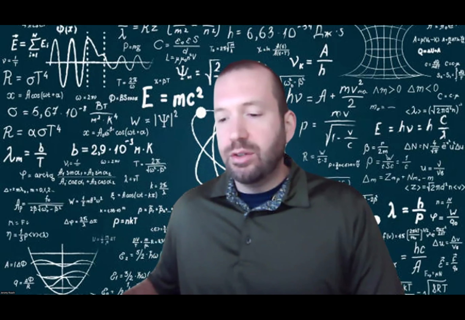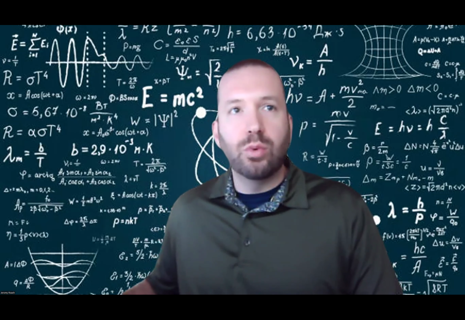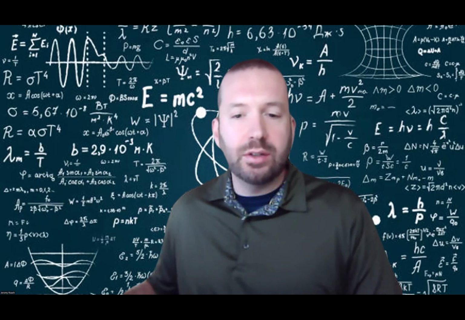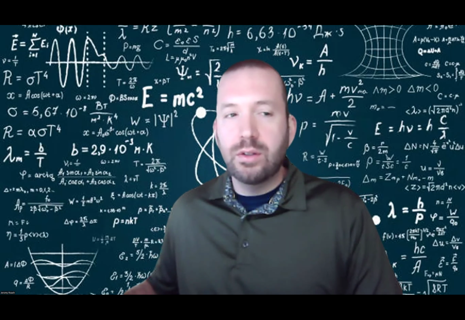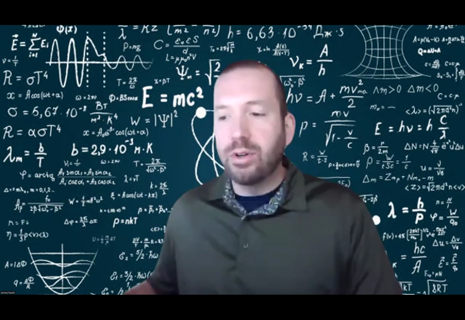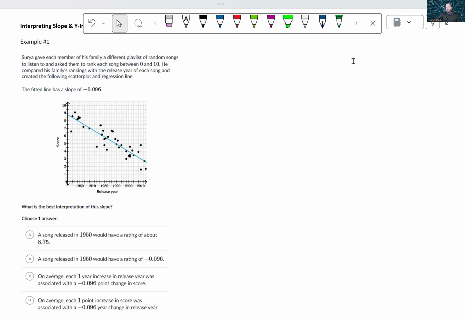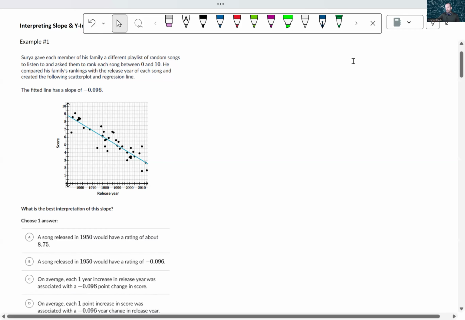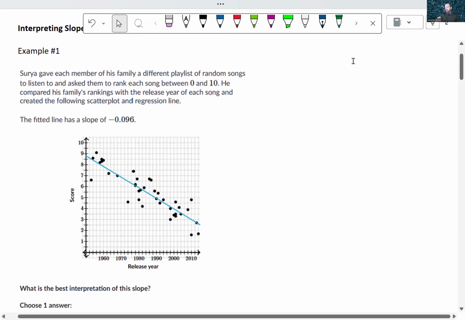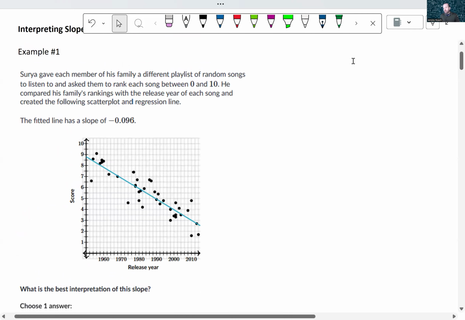So we're going to take a look at some problems with slope first, and these are just word problems, and they're going to ask us to figure out what the slope represents. So we're given this description here of Surya. This person named Surya gave each member of his family a different playlist of random songs to listen to and asked them to rank each song between 0 and 10.